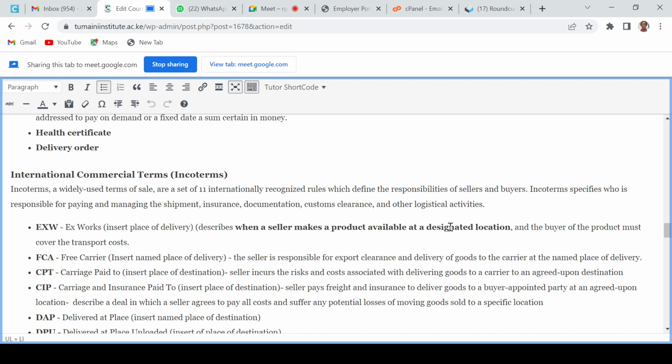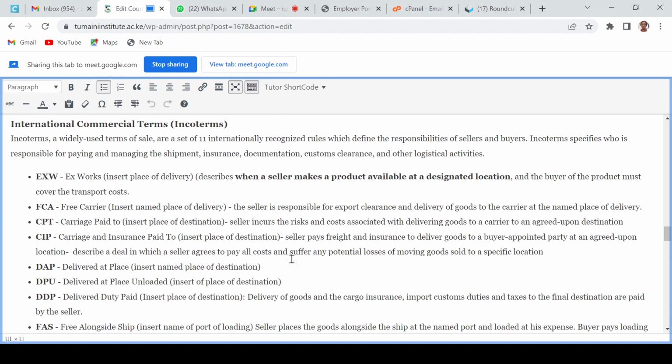So it's called ex-works, EXW. Then there is this other one, the second one, we call it FCA. So free carrier. So it means the seller is responsible for export clearance and delivery of goods to the carrier at the named place of delivery.